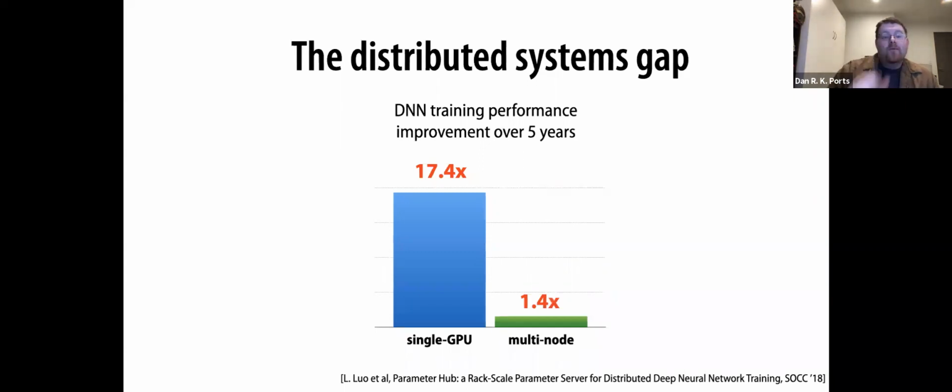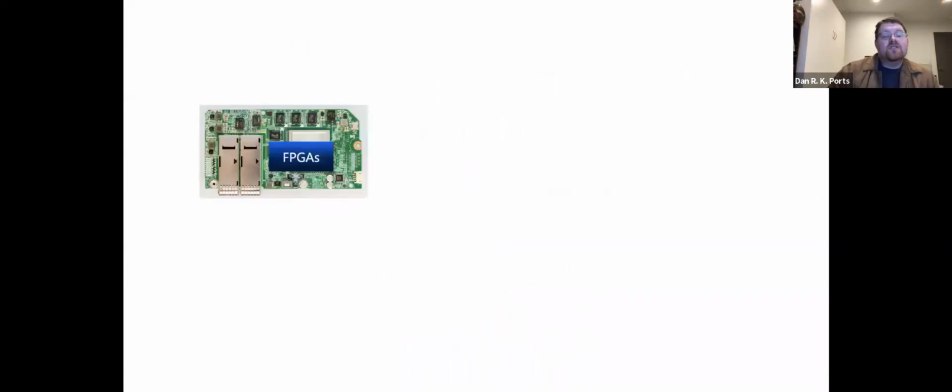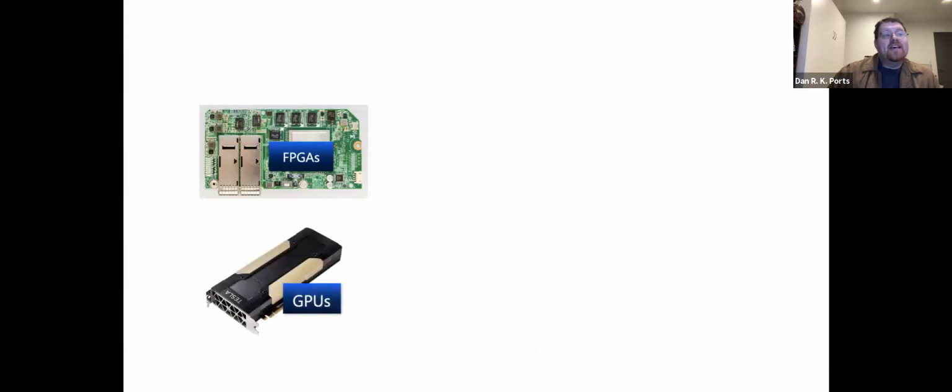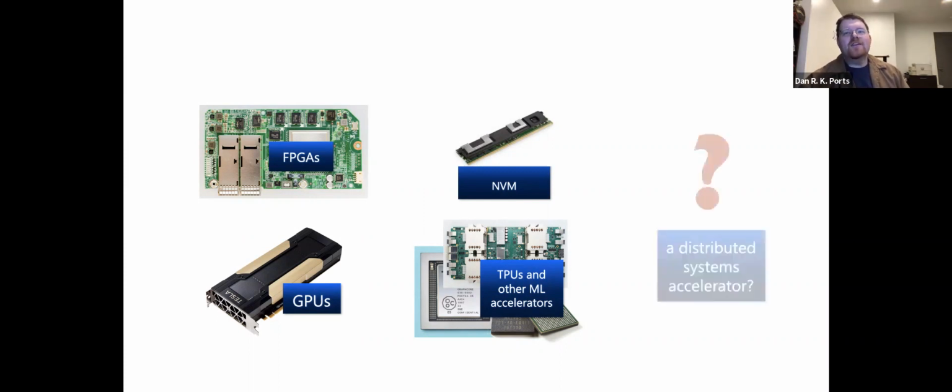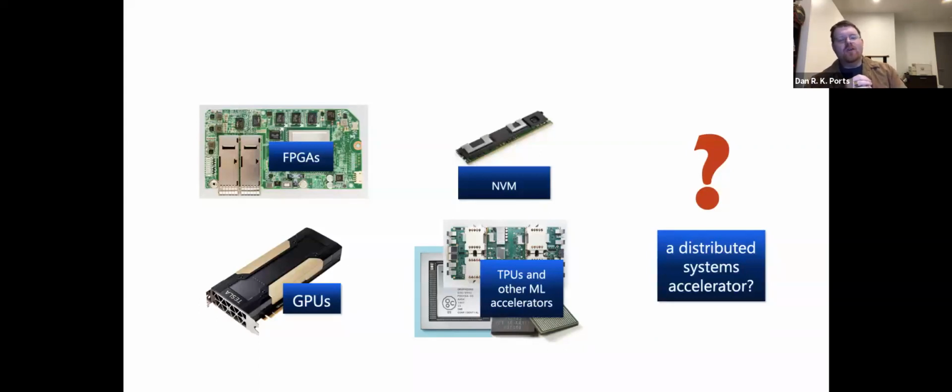So what's going on? Well, in the last few years, we've seen the widespread deployment of things like FPGAs and GPUs that make single node performance, compute performance much higher. And we're also seeing new technologies like non-volatile memory and other kinds of accelerators being deployed. And what that means is that as single node compute performance increases, we start to see distributed systems performance being the bottleneck. So what my group is asking is, is there a distributed systems accelerator that we could build in order to speed up the communication and coordination side of these systems?